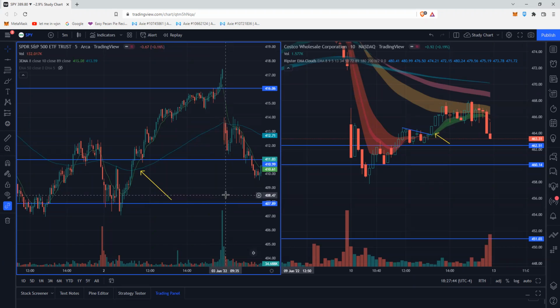Maybe you might be able to find more in other stocks, but this is just one of them. So yeah, hopefully that helped out a lot.